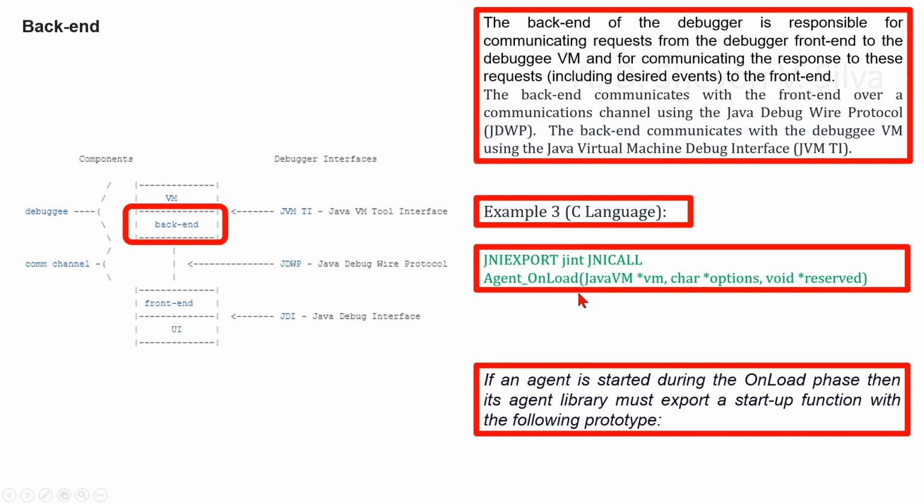The return value from Agent_OnLoad or Agent_OnLoad_<agent-lib-name> is used to indicate an error. Any value other than 0 indicates an error and causes termination of the VM.